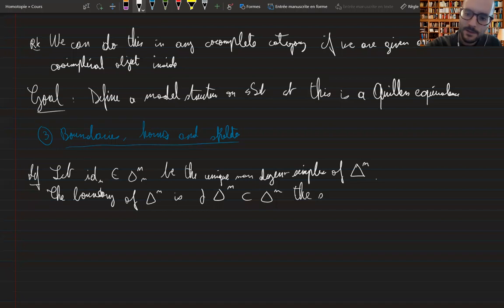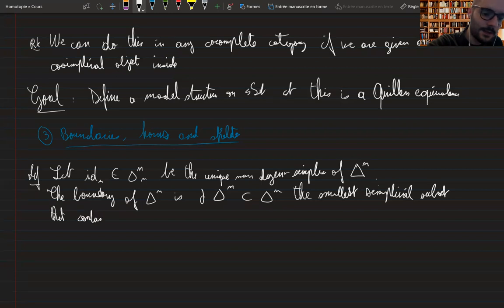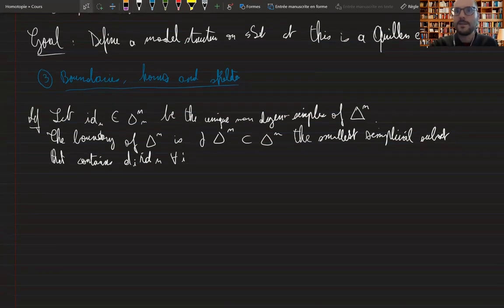This is the smallest simplicial subset that contains d_i iota_n for all i. So visually, this is exactly what you expect. You take the simplex, which is n-dimensional, and you take the faces of the main cell inside. You get a bunch of cells of one dimension lower, and you take the union of all of these. And you get a simplicial subset.